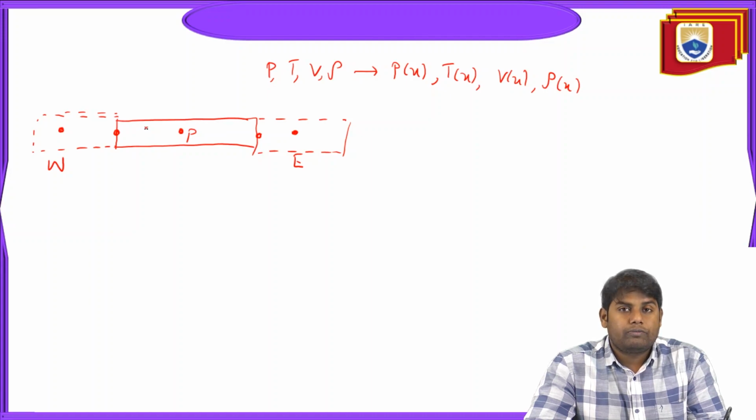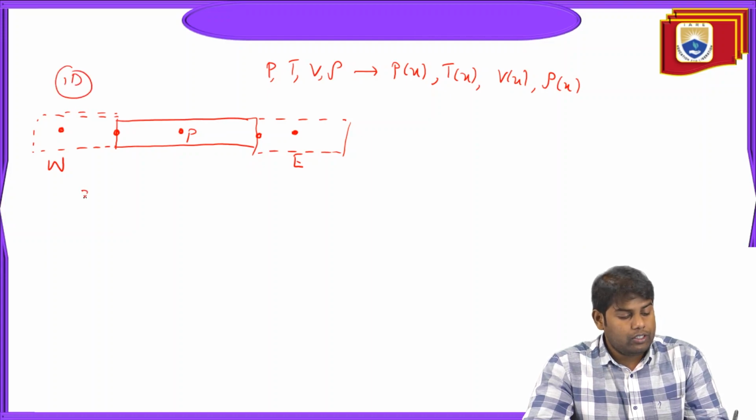Fine. Now for this 1D, we have located the point of interest P. For this point of interest P, we require neighboring cells. So we have drawn that as the west cell and we have drawn the east cell. Why? Because we require the neighboring cells. Since it is 1D, we are seeing west and east. Fine. So now this is for 1D.